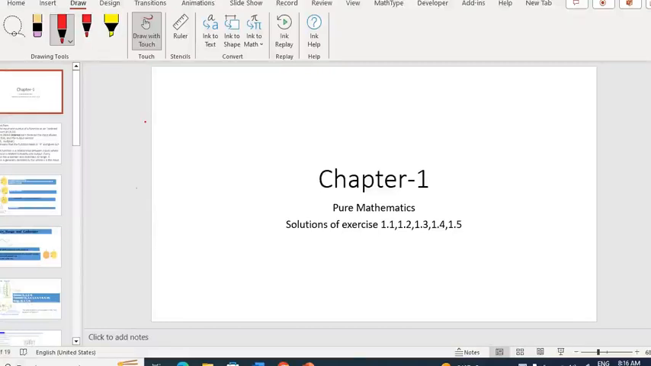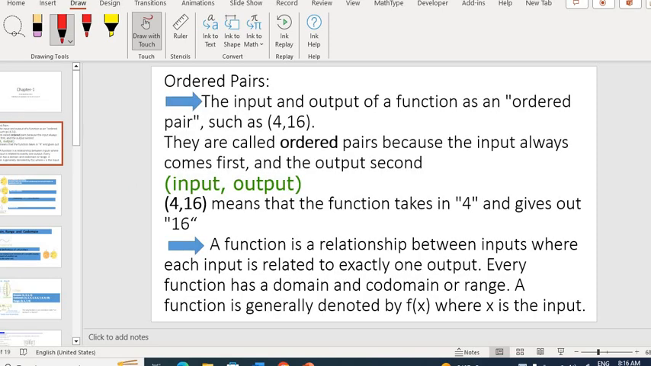Hello, my dear student. Today I am going to record Pure Mathematics, Chapter 1, Solutions of Exercise 1.1, 1.2, 1.3, 1.4, and 1.5. Related to that, I'm going to explain further before writing the answers of the exercise.